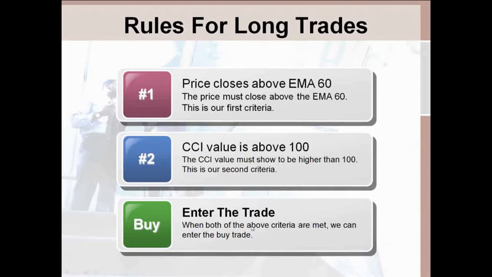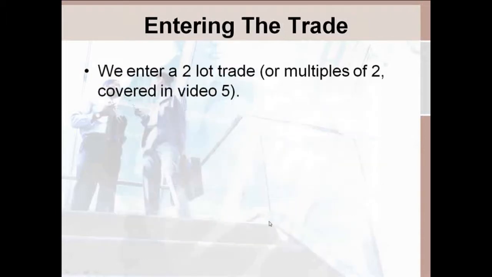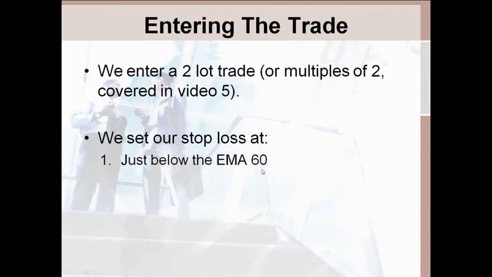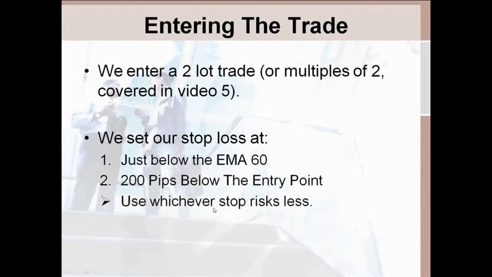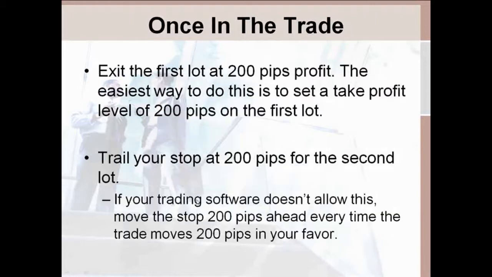And at that point, we can enter our buy trade. And once again, when we enter the trade, we enter a 2-lot trade or multiples of 2, which I'll cover in video 5. For now, we'll just say 2-lot trade. We set our stop loss at either just below the EMA 60 or 200 pips below the entry point. And we're going to choose the stop loss that allows us to risk less. Whichever of those two risks less for us, that's the one we're going to use.